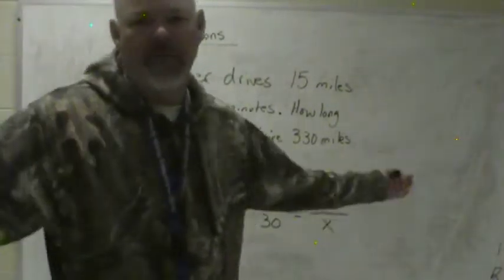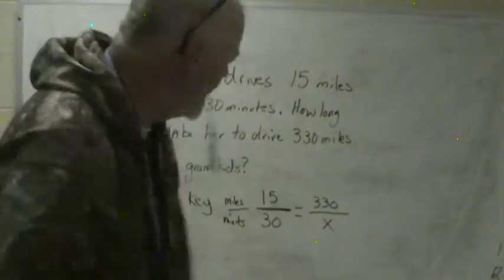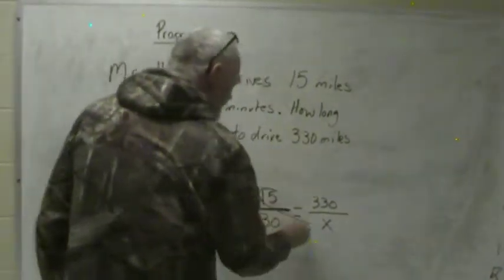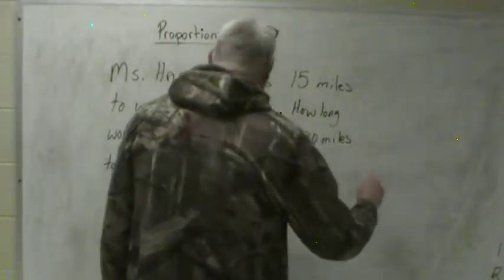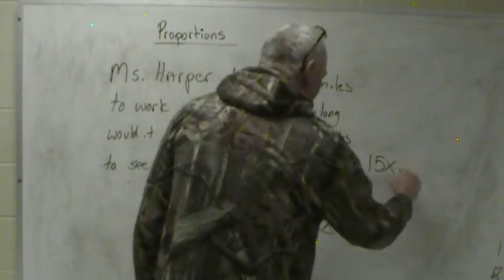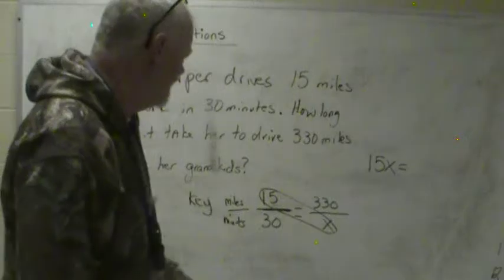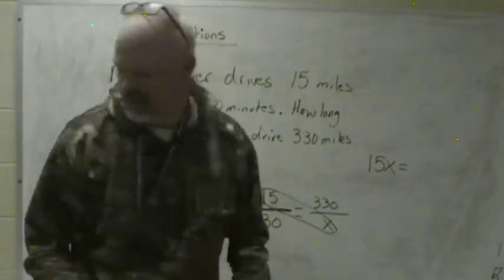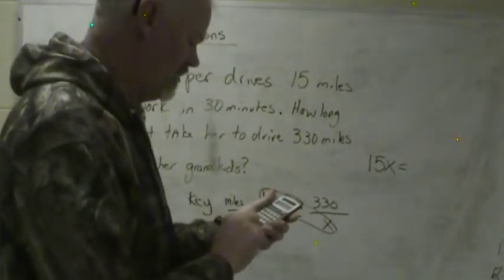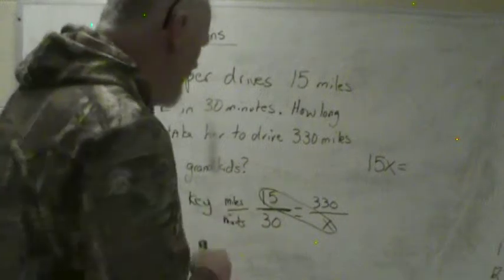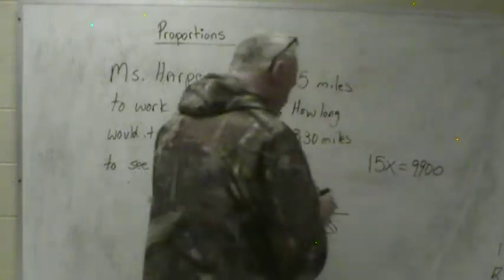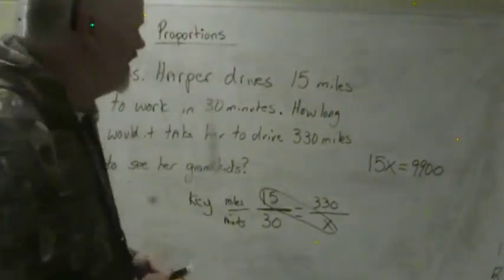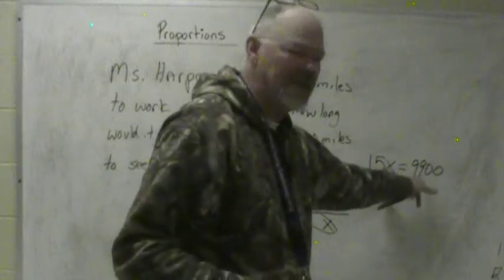All right? Here we go, guys. Butterfly, right? Do the butterfly. And always do the X first. Always do the X first. And just put this number in front of the X. So we end up with 15 times X. 15 times some number equals, gosh, now we got to do this. Where's my calculator? Here it is. We got to do 30 times 330. And it gets 9,900. 15 times some number equals 9,900.